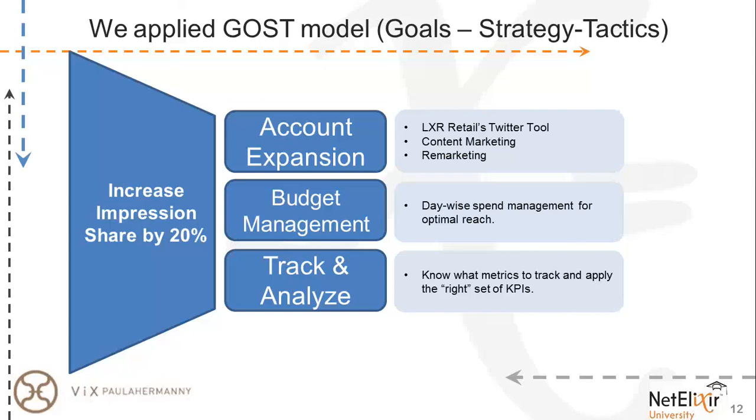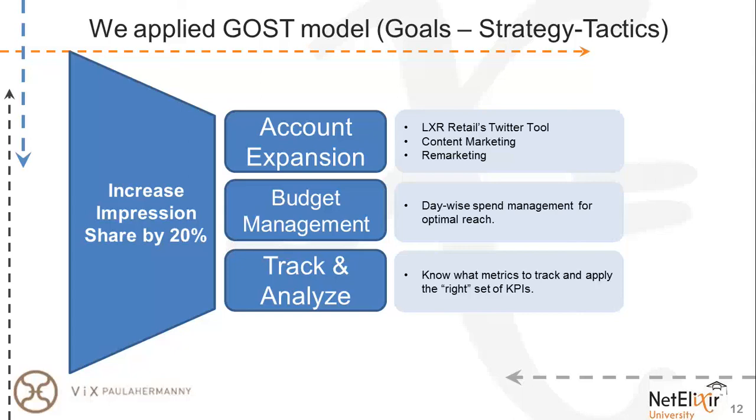T stands for tactics, and we had the following tactics for each one of these initiatives. For account expansion, we used something very unique and innovative, a concept of social keyword sourcing. And we used our own Twitter tool called Elixir Buzz to do that. We did a fair amount of content marketing, and we also did a substantial amount of remarketing.